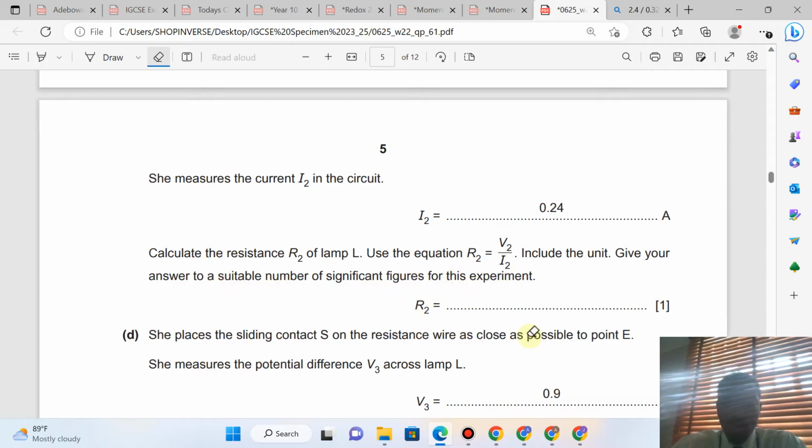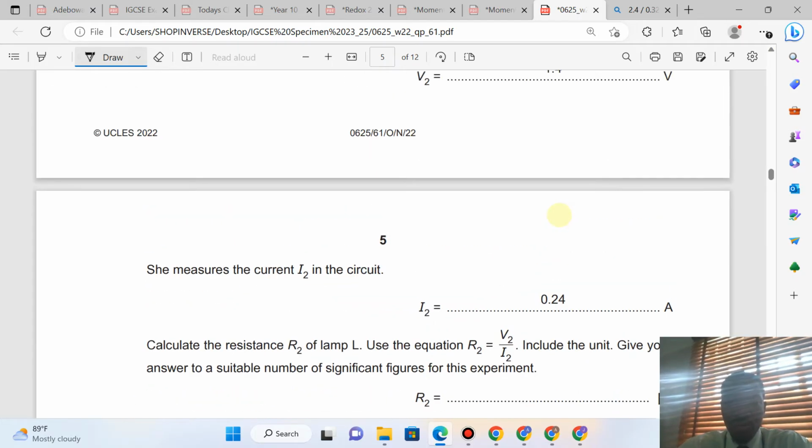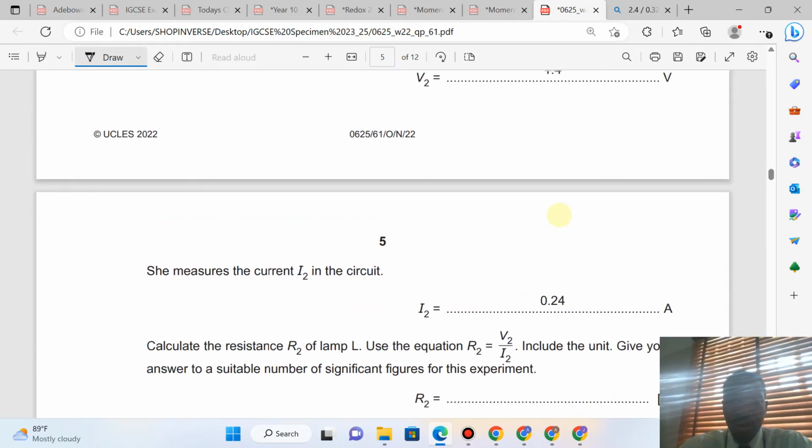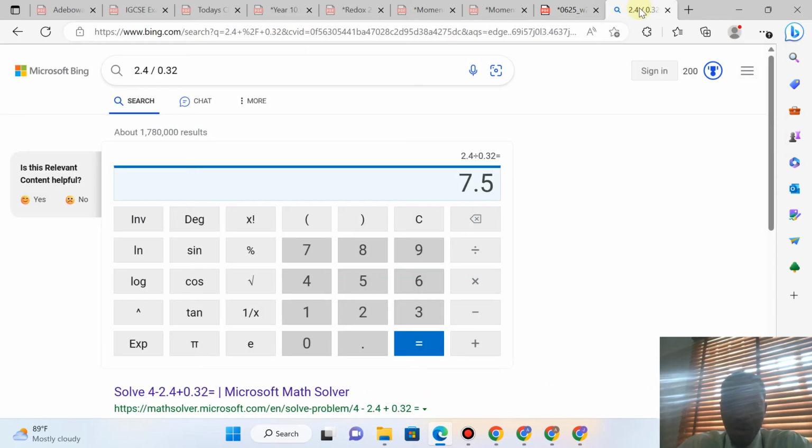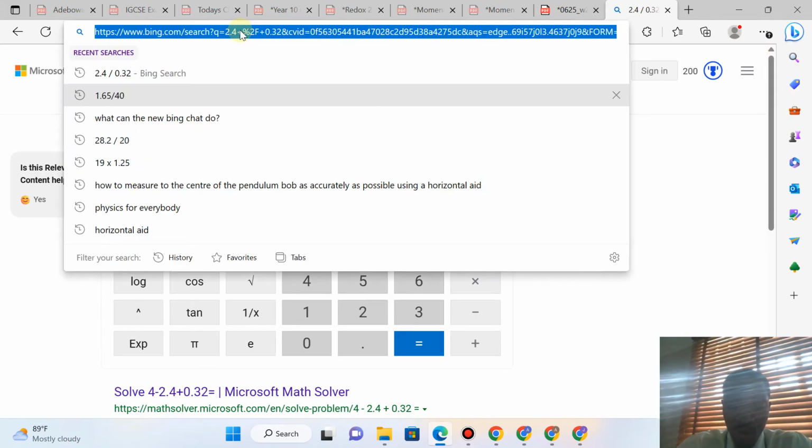So now R2, the formula has already been given to you. So you just divide V2 over I2. What's our V2? Our V2 is the value we have here, which is 1.4 volts. What's our I2? I2 is what we have here, 0.24 amperes. So you just divide 1.4 by 0.24. Whatever you get, that will be your answer.